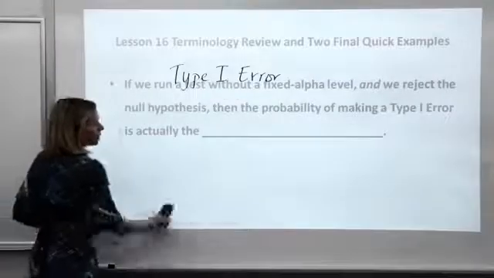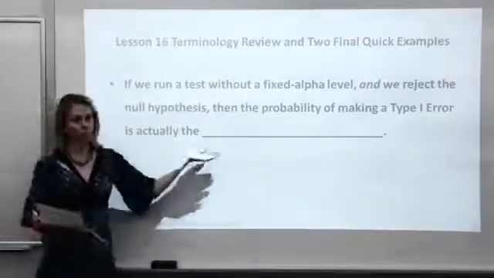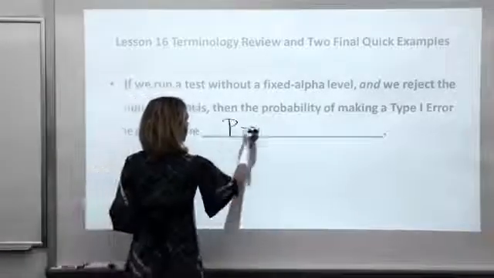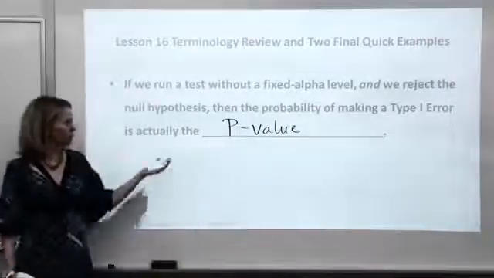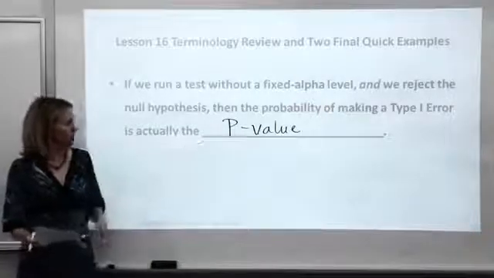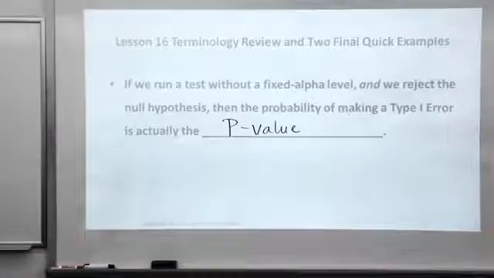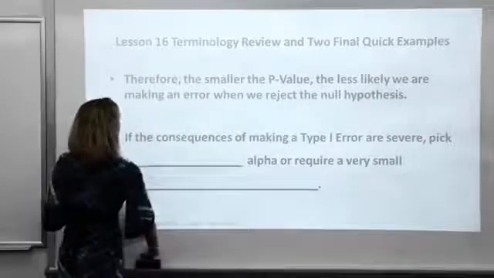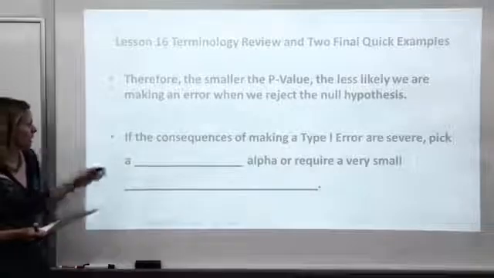If we run a test without a fixed level alpha and we reject the null hypothesis, then the probability of making a type 1 error is that p-value. So this will give us how likely were we to reject the null hypothesis when it's true. And if it's small, then clearly the likelihood of a type 1 error is small. All right. Therefore, the smaller the p-value, the less likely we are in making an error when we reject the null hypothesis. Some other things.